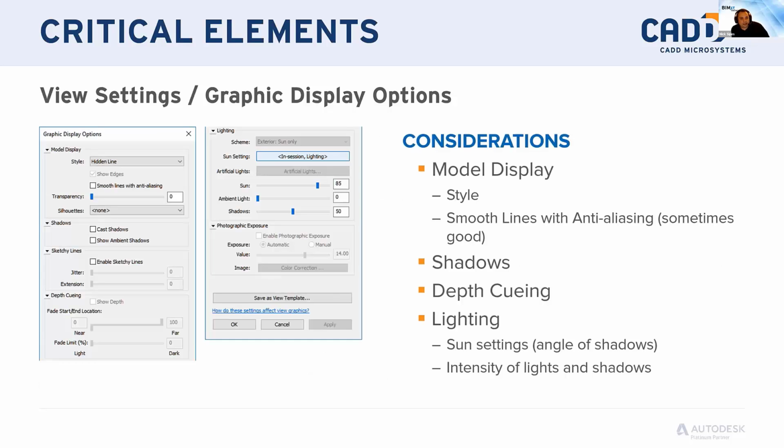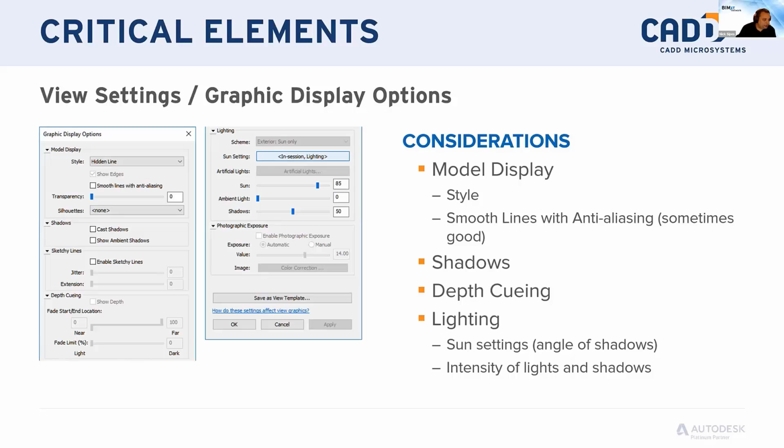Within view settings and graphic display options, there's a few things now. I think every year for the last like 3 years, they've made minor changes to this dialogue. So depending on which version you're in, it'll look different, but all of them have these same options. Model display style, pay attention to that, as depending on what the style is, depends on how materials are affected by that.